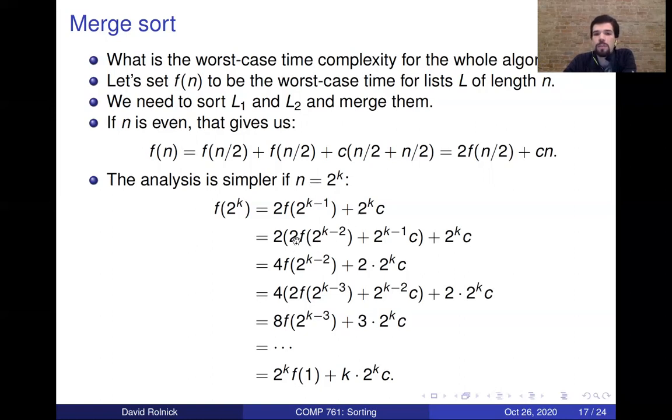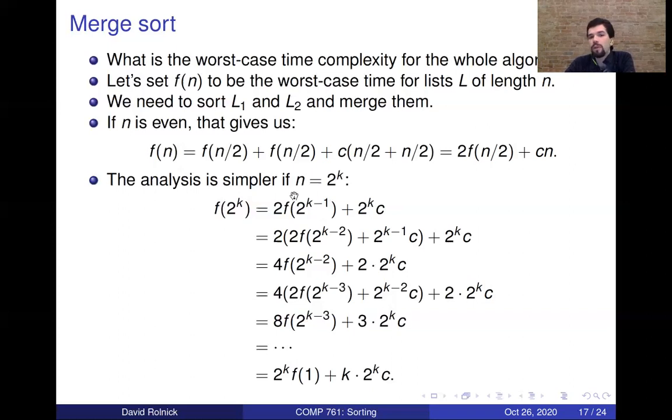This is a formula that we can apply to f of 2 to the k minus 1 itself, recursively. So we apply it in here, and we get the same thing, only inside and with k minus 1 instead of k, and k minus 2 instead of k minus 1. Now let's expand that out, and we get 4 times f of 2 to the k minus 2, plus, and then the 2 and the 2 to the k minus 1 become another 2 to the k, and we have 2 times 2 to the k c. I have a 2 to the k c here, and a 2 to the k c here.